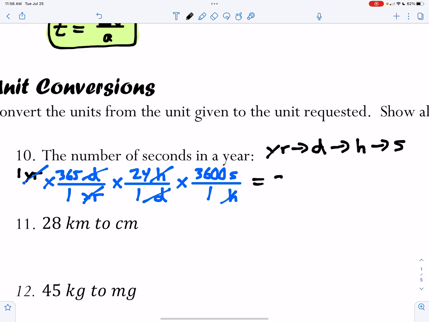Okay, if you did this right, you should have gotten 31,536,000 seconds in 1 year.